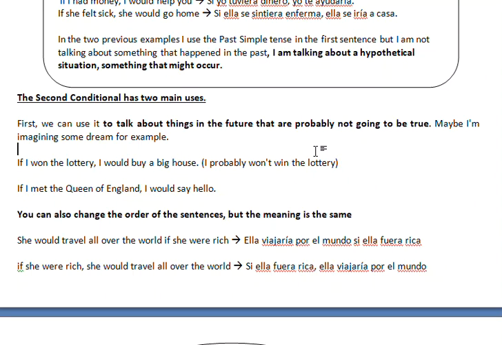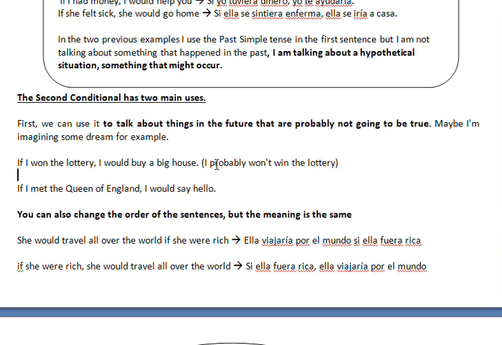The second conditional has two main uses. First, we can use it to talk about things in the future that are probably not going to be true. Lo podemos utilizar para hablar sobre cosas en el futuro que probablemente no van a ser ciertas. Maybe I'm imagining some dream, for example. Tal vez me estoy imaginando un sueño. Aquí tenemos dos ejemplos. If I won the lottery, I would buy a big house. Si yo ganara o si yo ganase la lotería, yo compraría una casa grande.